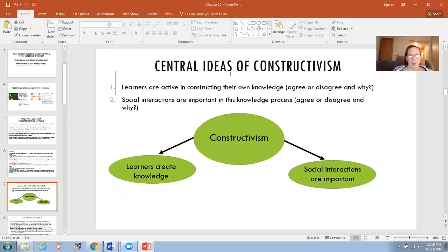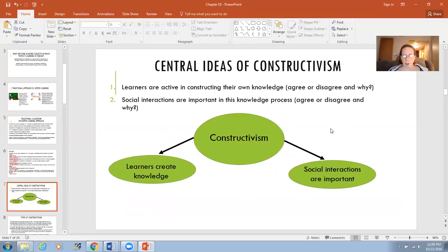Okay, so central ideas of constructivism, and there are two. One is that learners are active in constructing their own knowledge. And so I would ask you, do you agree with that statement or disagree with it, and why? So think about this for yourself. Do you make your own knowledge? Do you help yourself remember things? Do you help yourself understand things?